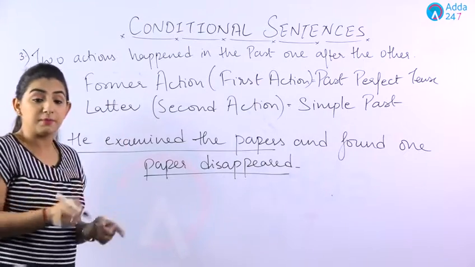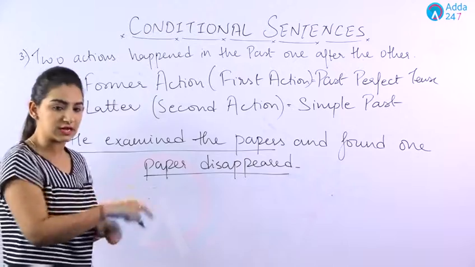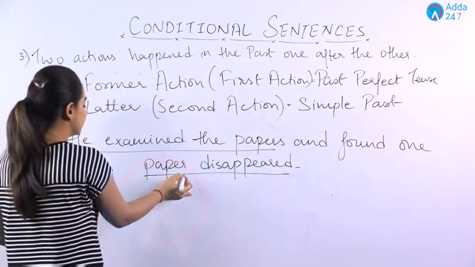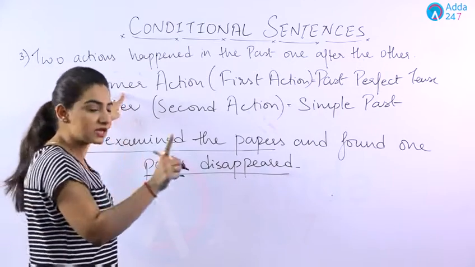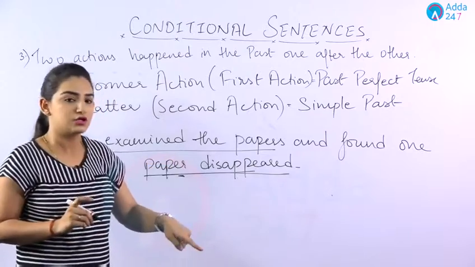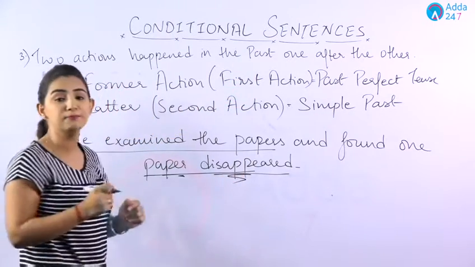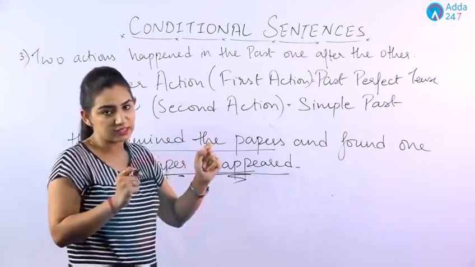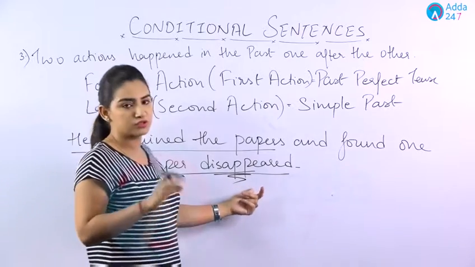So the paper disappeared first or he examined first? Obviously the paper disappeared first and after that he examined, then he found out, right? So in that condition, the first action, that means the disappearance of the paper, the former action, is paper disappeared. So it should be in past perfect tense, but we have placed disappeared, that is simple past. It makes this sentence incorrect. And what do we follow in past perfect tense? We follow had plus verb's third form. So verb's third form is already placed here.